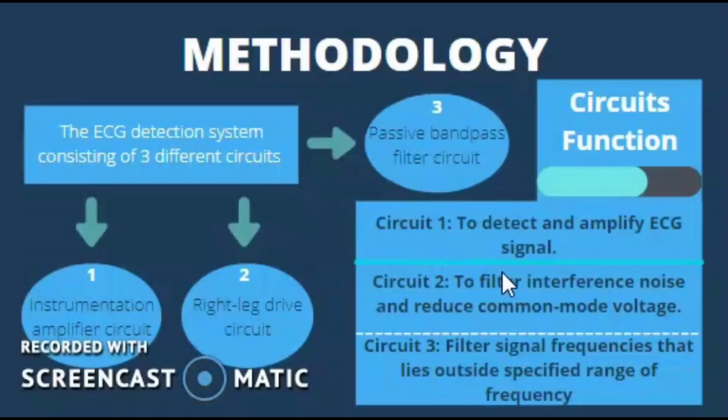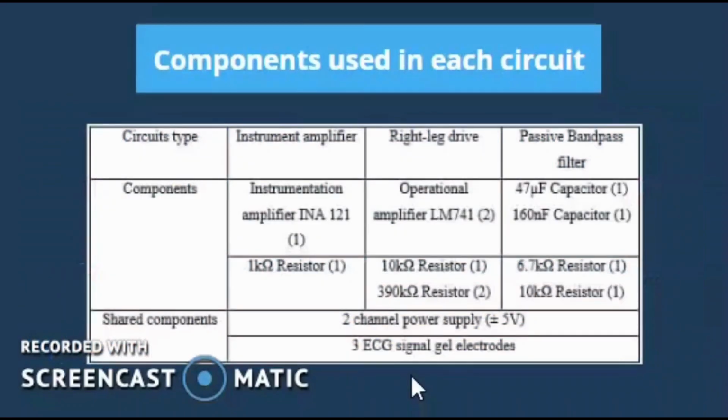The first circuit, the instrumentation amplifier circuit, is to detect and amplify the ECG signal. The second one, the right leg drive circuit, is used to filter the interference noise and reduce common mode voltage. And the last one, the passive band pass circuit, is used to filter the signal frequencies that lie outside the range that has been specified. In this case, the range was set to a minimum of 0.5 Hz and a maximum of 100 Hz.